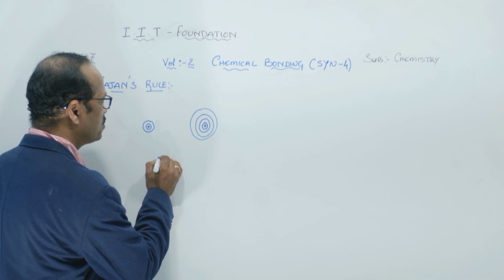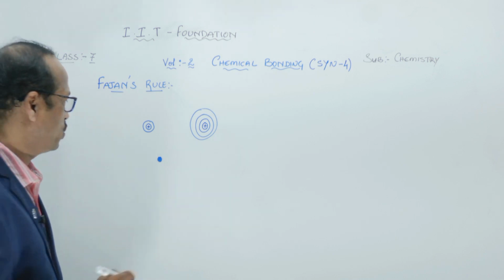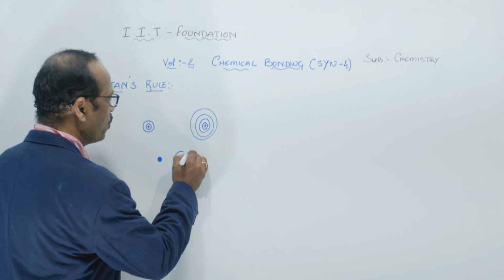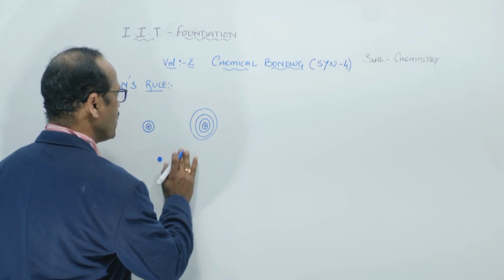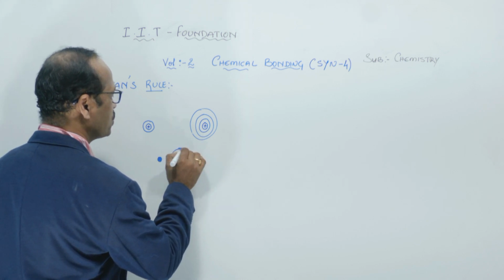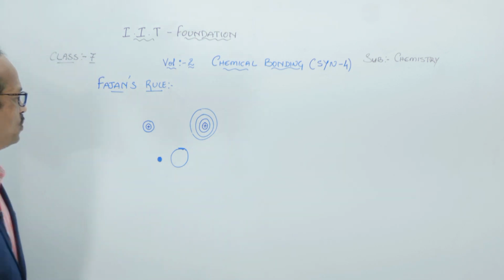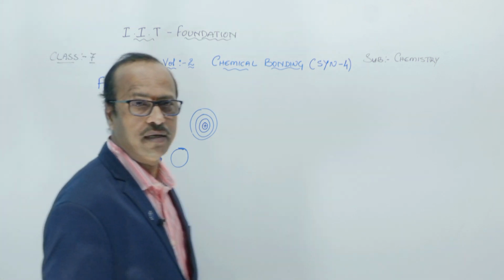Cation means positive charge. And here I have taken one big anion. This anion is a little bigger, and it has a negative charge. Clear? So this is an anion with a negative charge. Now think that both are spherical in shape.